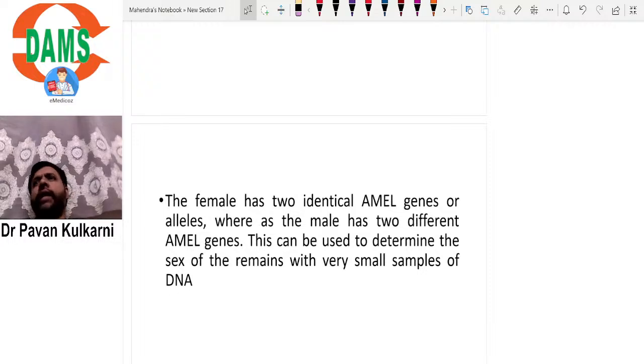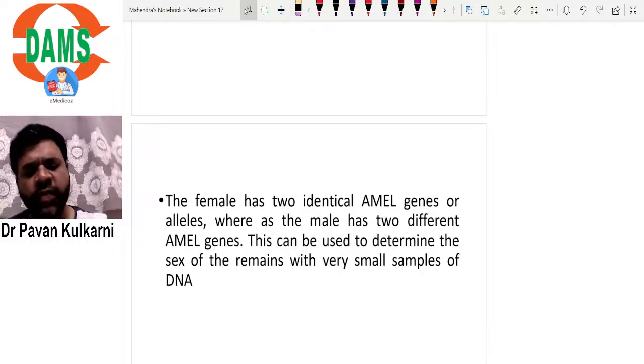So this is at the molecular level where they can identify, using these genes, whether this DNA belongs to a male or a female individual. This Amel gene, why are we specifically talking about this gene? Because this Amel gene encodes for the amelogenin protein, and amelogenin protein is very important in the human enamel matrix.